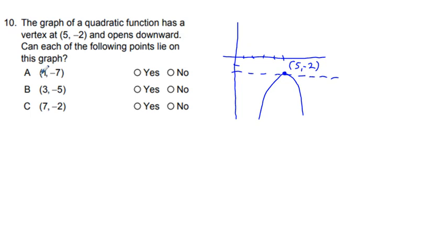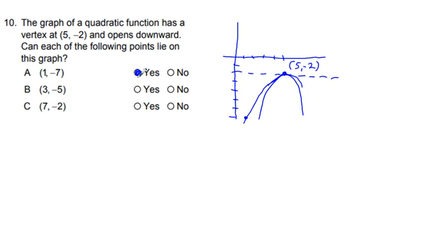So the point (1, -7), could that be right? So 1 and down 3, 4, 5, 6, 7. Could it possibly be here? Can I draw that curve up to the vertex? Yes.